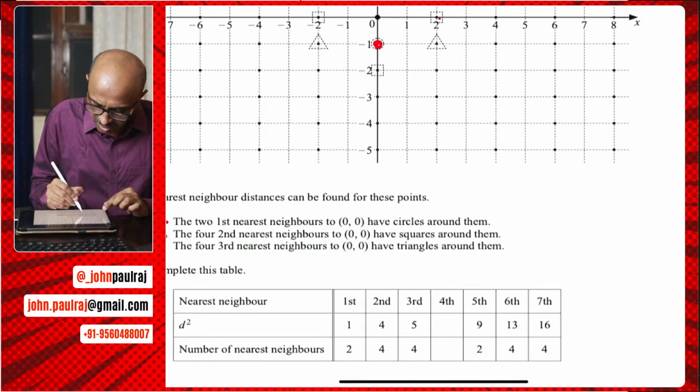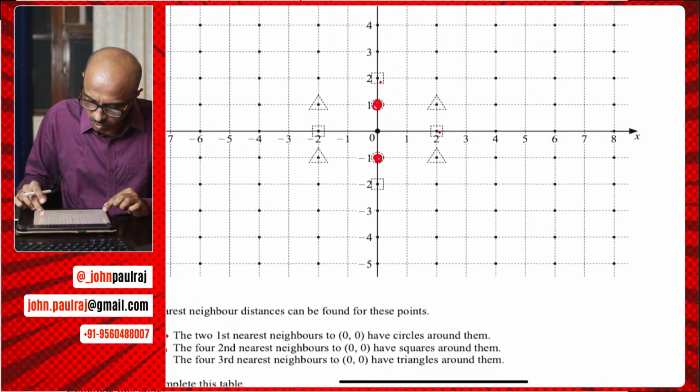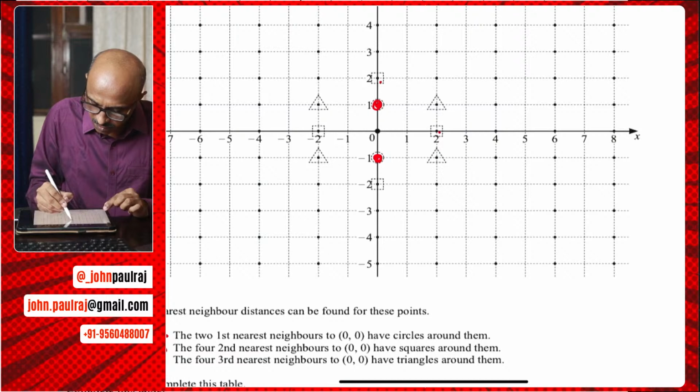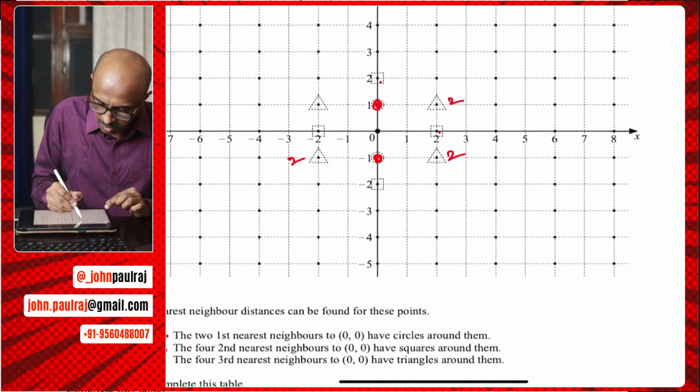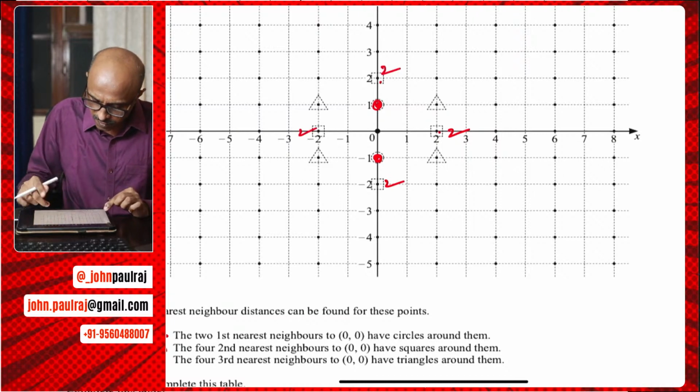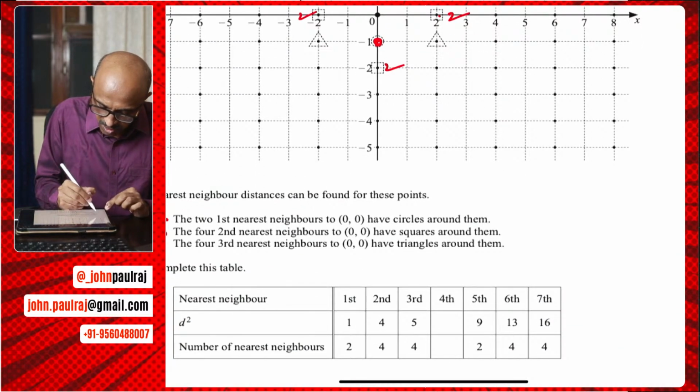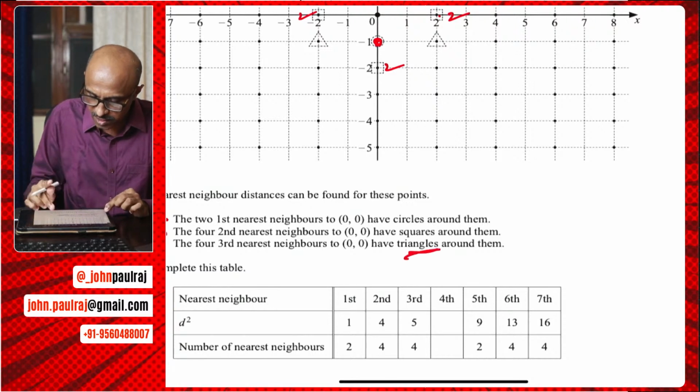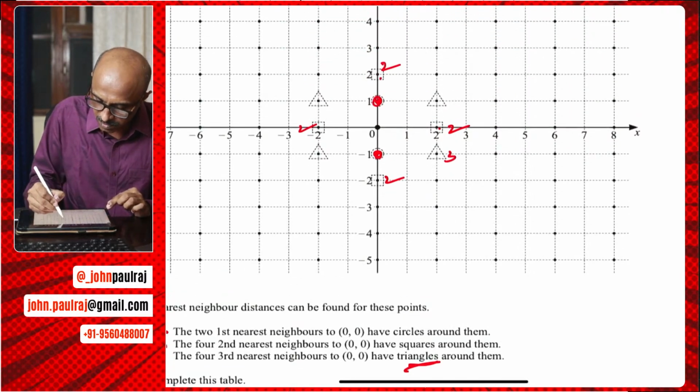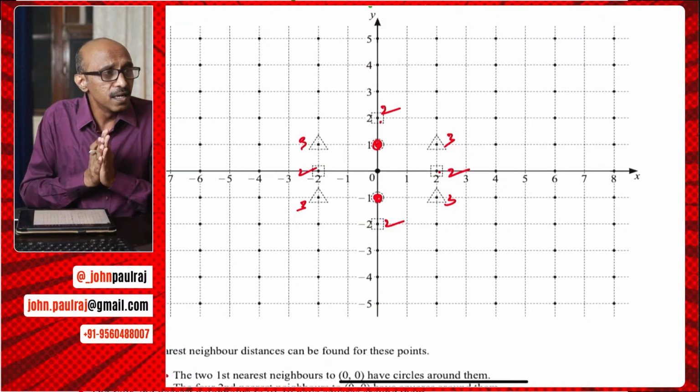The 4 second nearest neighbors to 0, 0 have squares around them. So these are the first nearest neighbors, and these are the second. Sorry, those are triangles; this is the squares, this is the second one. So there are 4 of them there, and the 4 third nearest neighbors have triangles. So this is the third one, third one, third one, and third one. Clear? If you can see this.